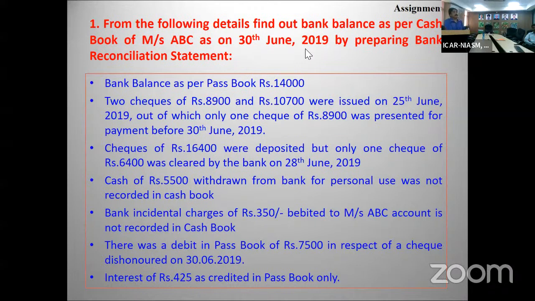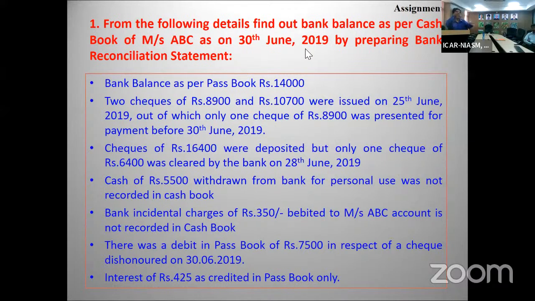Okay. Then next, cash of 5,500 withdrawn from the bank for personal use. You have withdrawn 5,500 for your personal use, but not recorded in the cash book. Means you have withdrawn from the bank directly, but you have not recorded it in the cash book. But whenever you withdraw money from the bank, your passbook balance will be reduced. You see again, this is the equal balance. When 5,500 has been withdrawn from the bank, the passbook balance will be reduced.